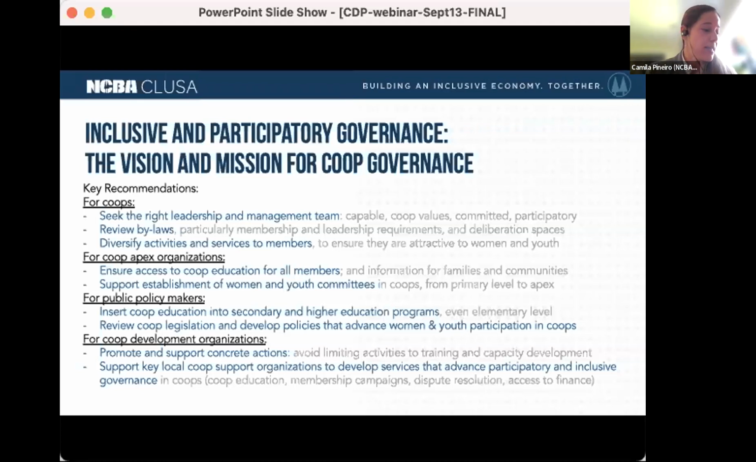For cooperative development organizations like us, I just want to say that the step from training to concrete actions is key. And also the focus on the local ecosystem, no? To make sure that the services that cooperatives need to be able to provide education, communication campaigns for women and all this, need to be done by local cooperative support organizations so that all this work is sustainable, no? Next, please.